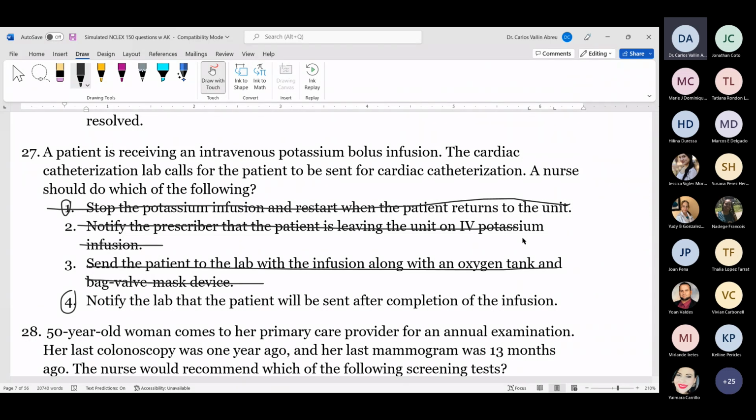And stopping the IV potassium to comply with the schedule of the cardiac catheterization lab. I'm so sorry, but it implies risk for the patient. And if this patient is somebody that is important for us, we don't like that. Yes, and that's it. Always in NCLEX, the patient is the priority.